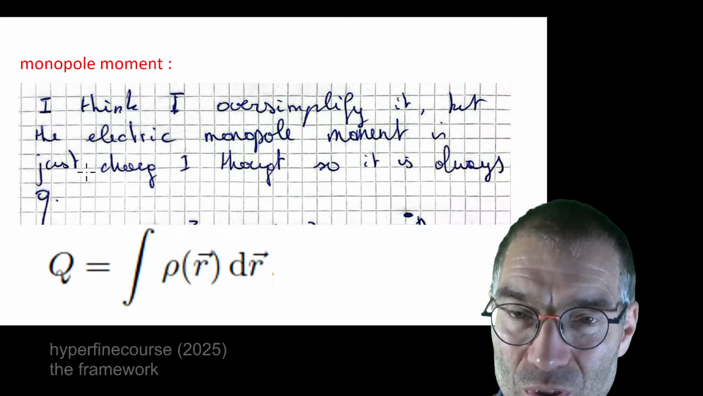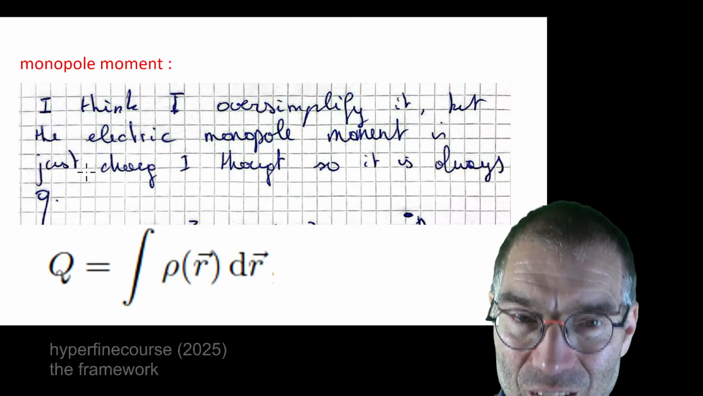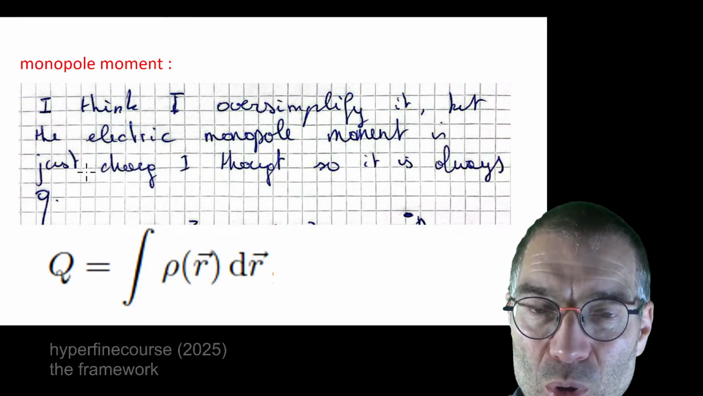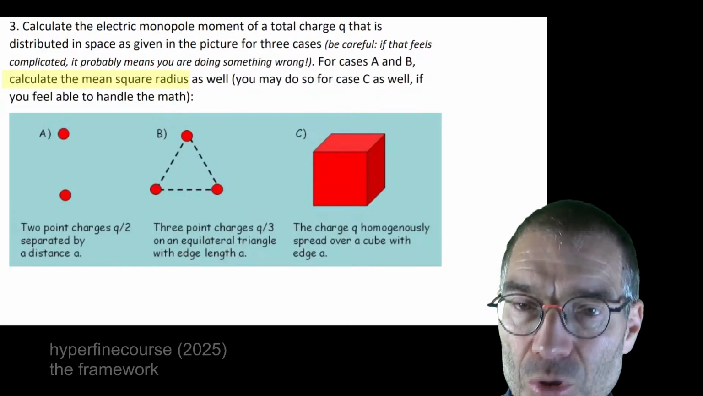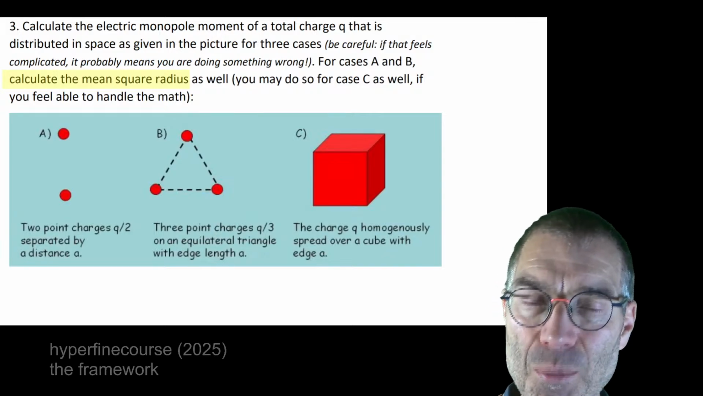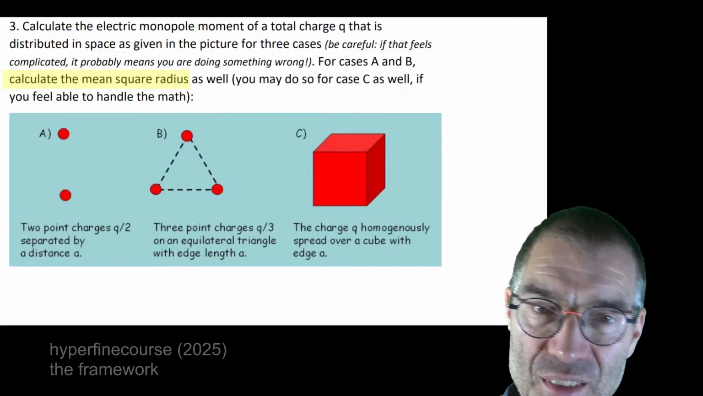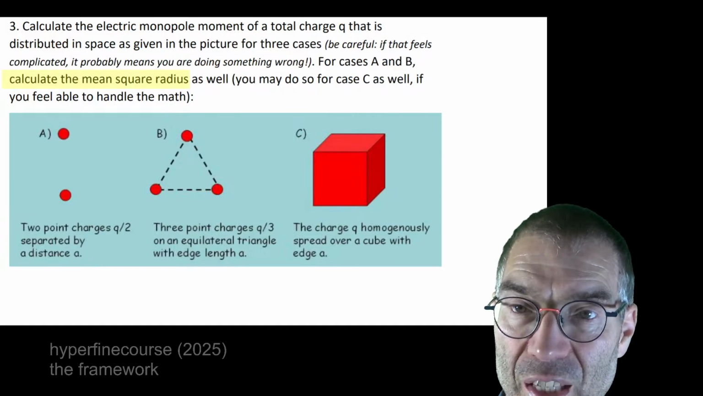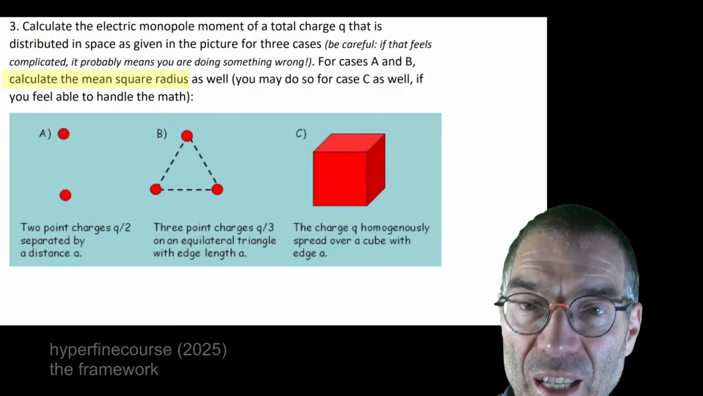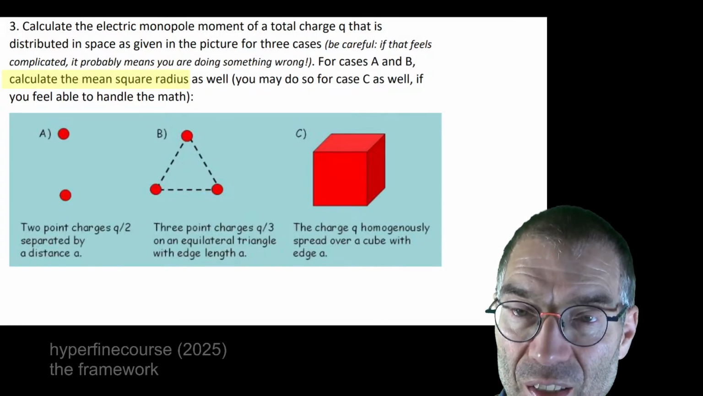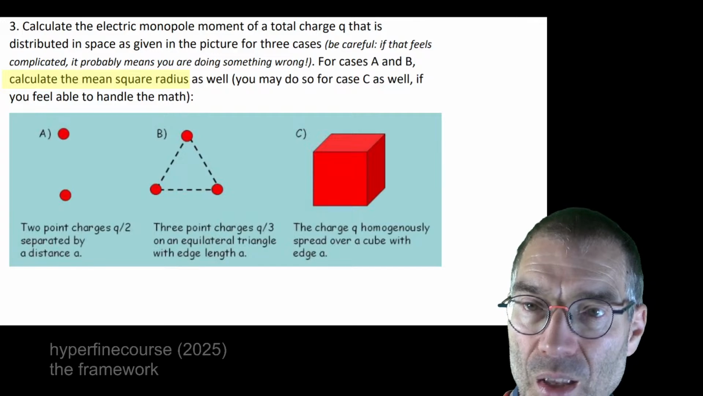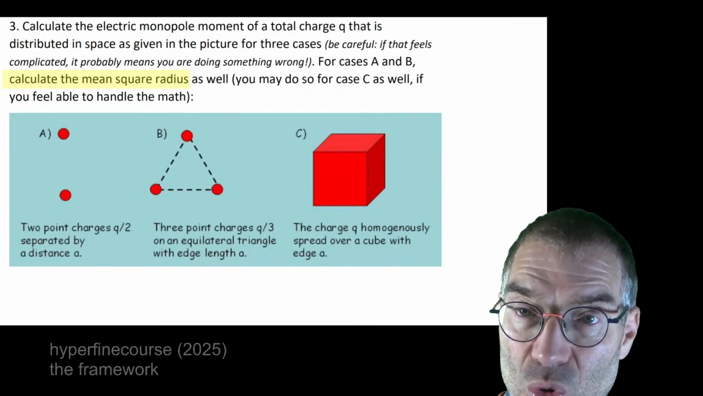So if you understood this, if you didn't search any further and were happy with the simple answer, that's an indication that you understood what the monopole moment is. But the main part of this exercise was about the mean square radius. That expresses, if you had to approximate this charge distribution by a sphere, what would be the average radius, the radius of a sphere that approximates this particular mass distribution, and not the radius as such, but the square of the radius.